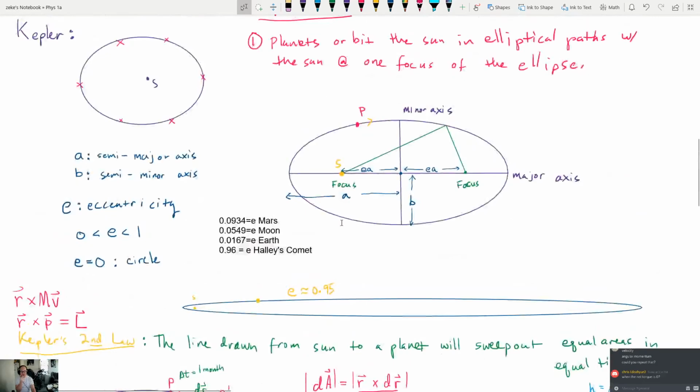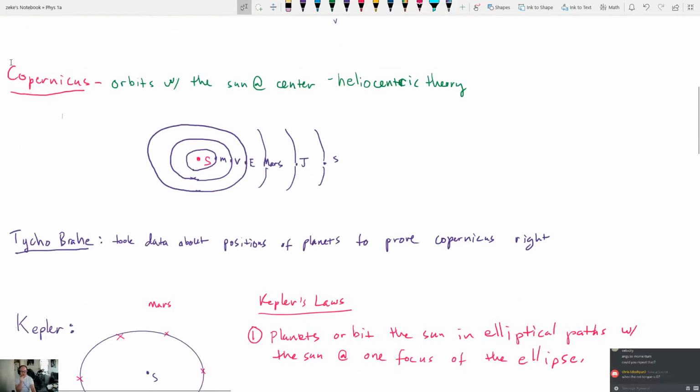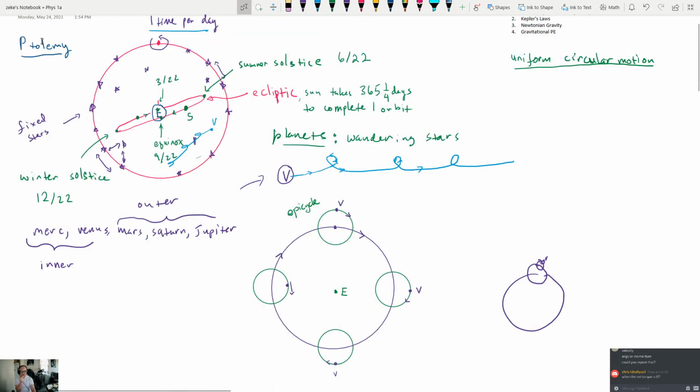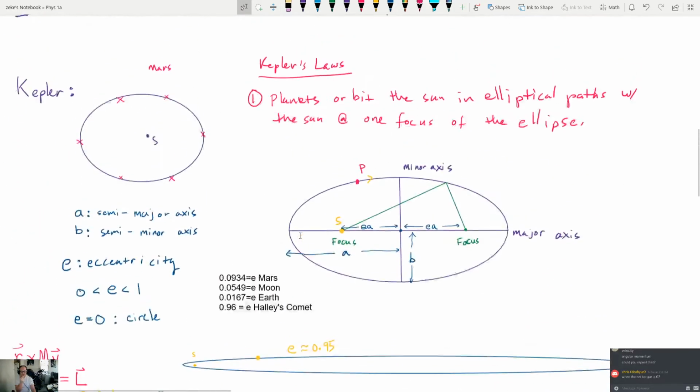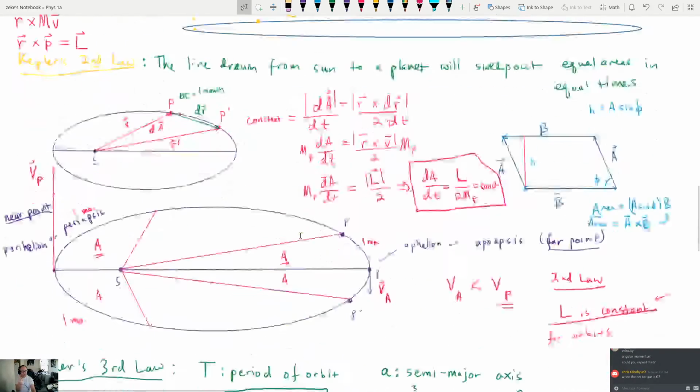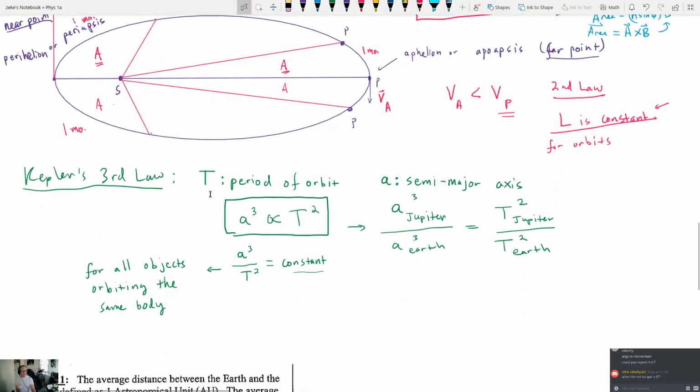Because to remind you what came before, Copernicus had to put a bunch of epicycles to make circular orbits and keep the sun at the center. And also Ptolemy had to have these complicated epicycles to describe his theory. And from all of that complication, we're now down to just three ideas: elliptical orbits with constant angular momentum that obey this law. That's it. And that's what Kepler figured out.